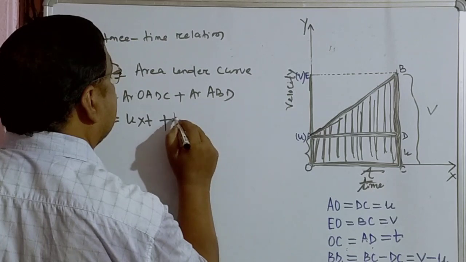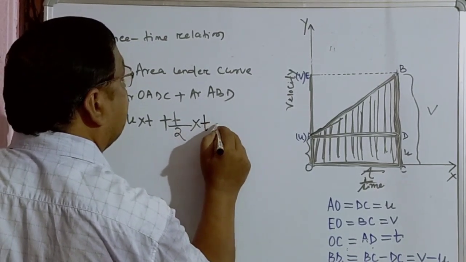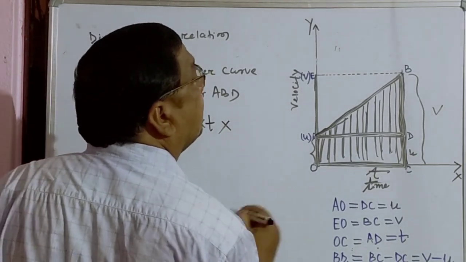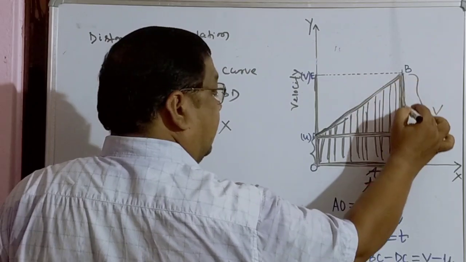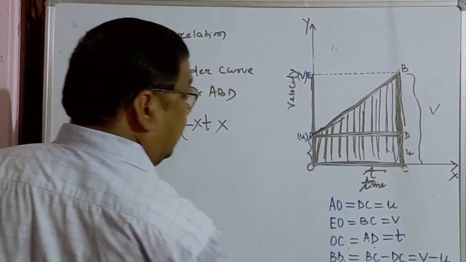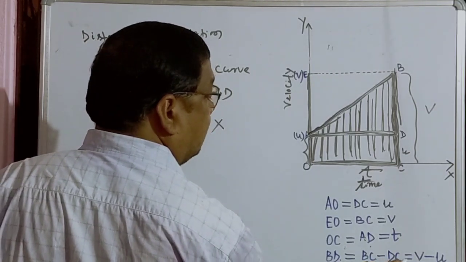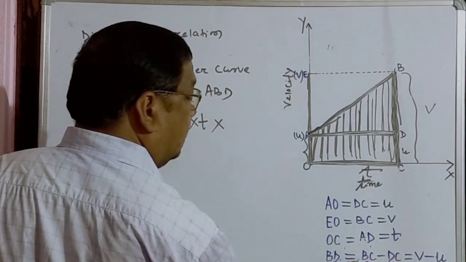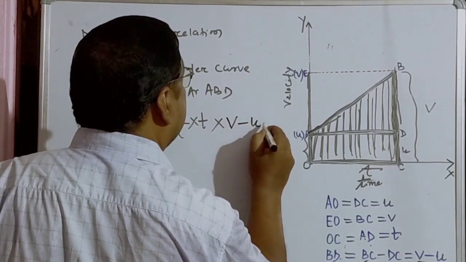half into t into height. What is height here? BD is the height. What is BD? You see BD? BD is equal to BC minus DC, that is equal to V minus U.